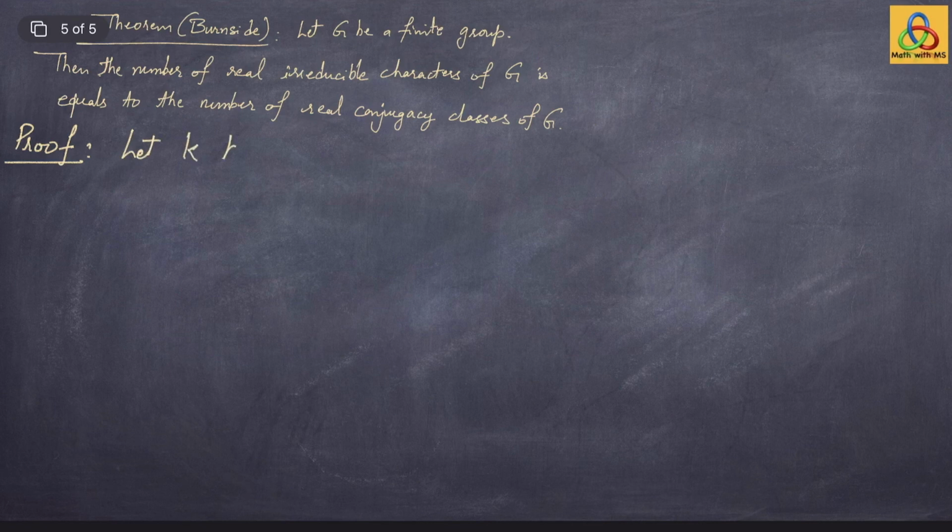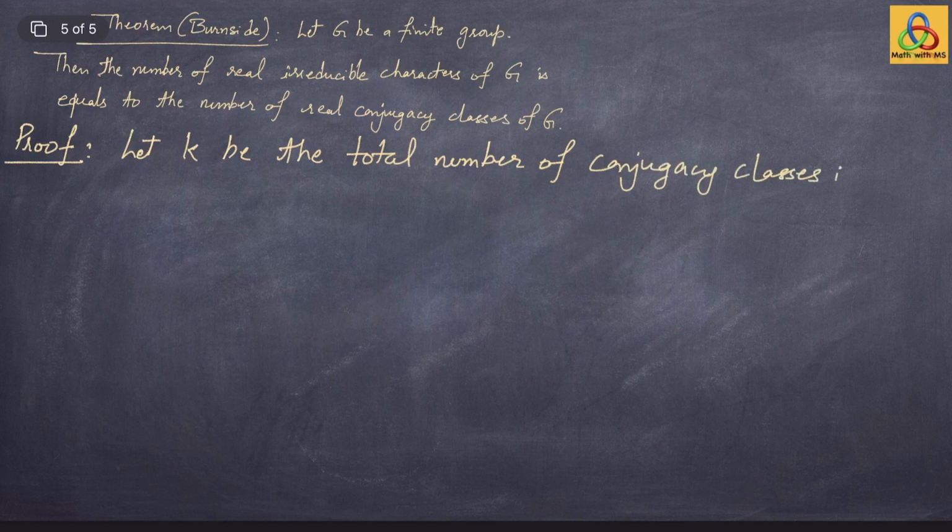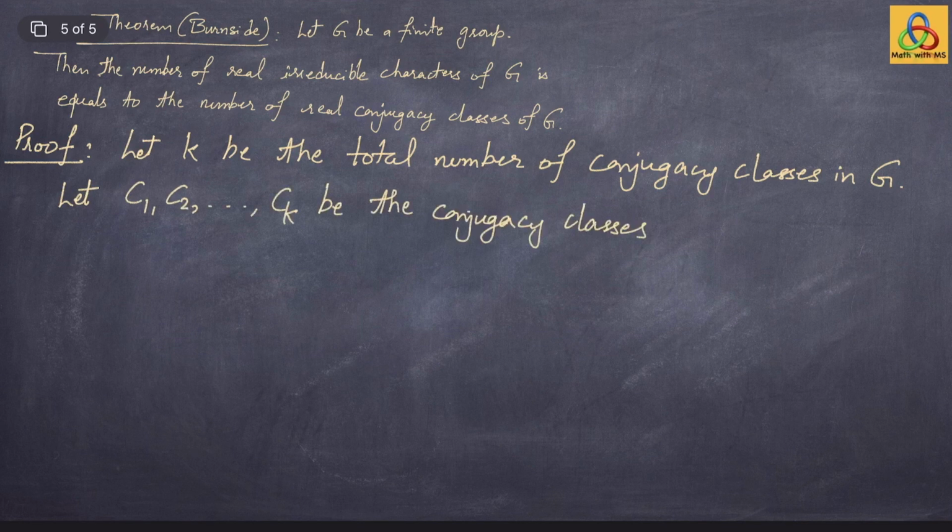Let k be the total number of conjugacy classes in G. Let us enumerate them. So let C1, C2 and so on Ck be the conjugacy classes. And we know that it is the same as the number of irreducible characters. So let chi1, chi2 and so on chi k be the irreducible characters of the group G.